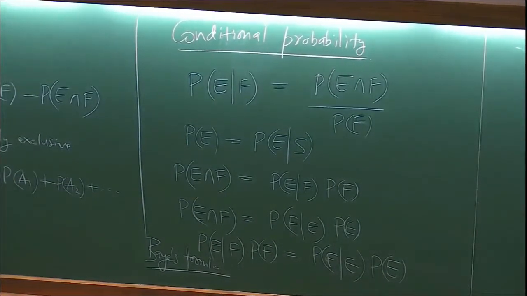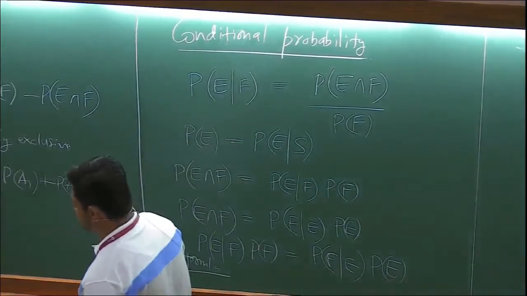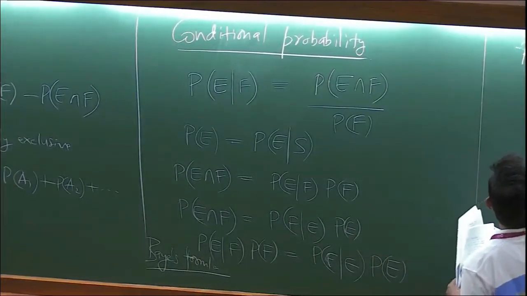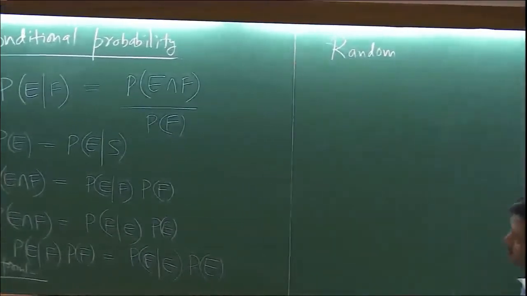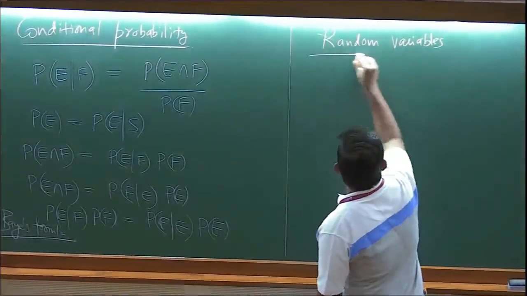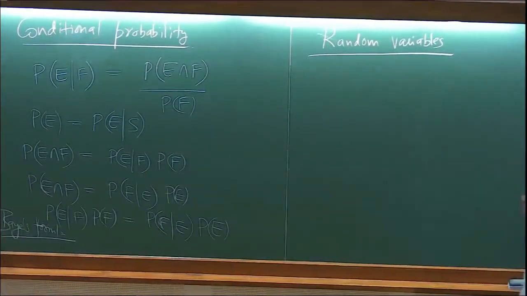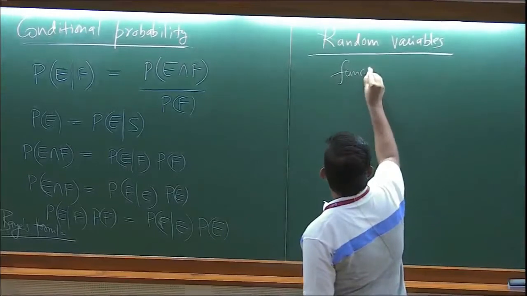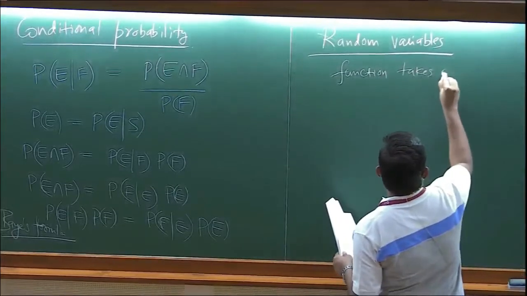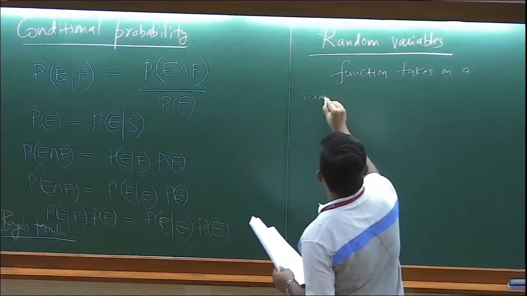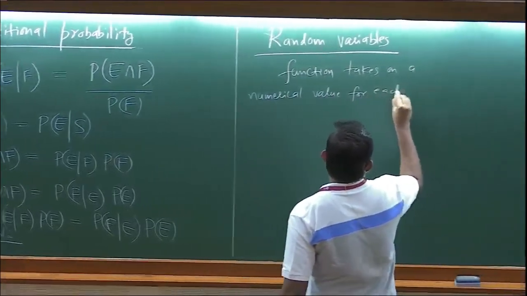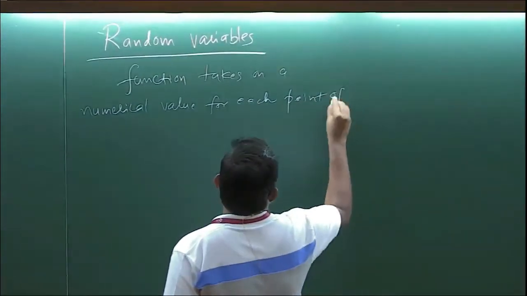So that's defining probabilities on a given set of events and their sample space. The next thing we want to look at is what are called random variables. That is, you assign numerical values to each point in the sample space. A random variable is a function that takes on a numerical value for each point of the sample space S.